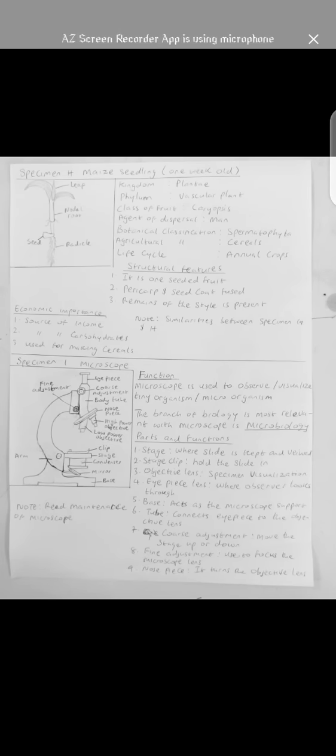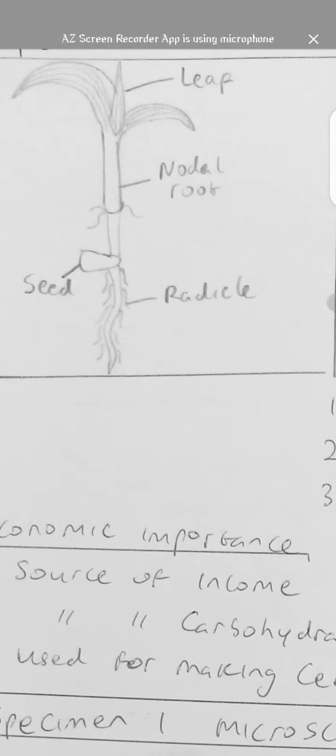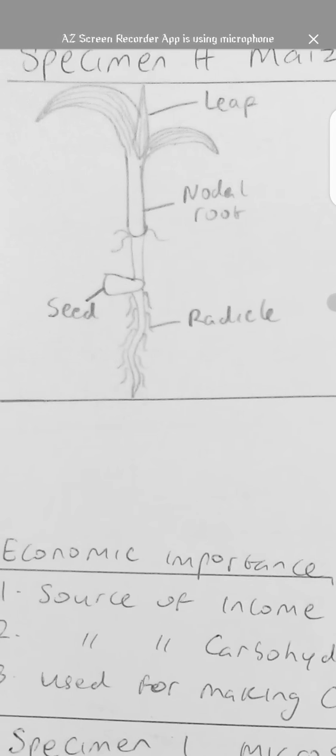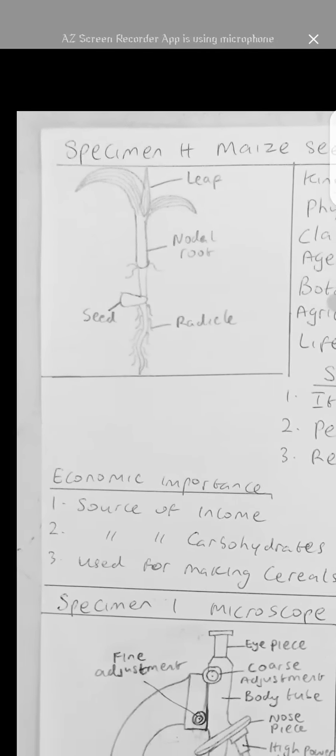So we have specimen H. We have maize seedling, one week old. So let's look at the diagram. Let me zoom in. As you can see, this is the diagram. We have the leaf. Those are the true leaves: first leaf, second leaf, third leaf. We have the nodal root. We have the seed, or you can call it cotyledon. And we have the radicle. That's the root.